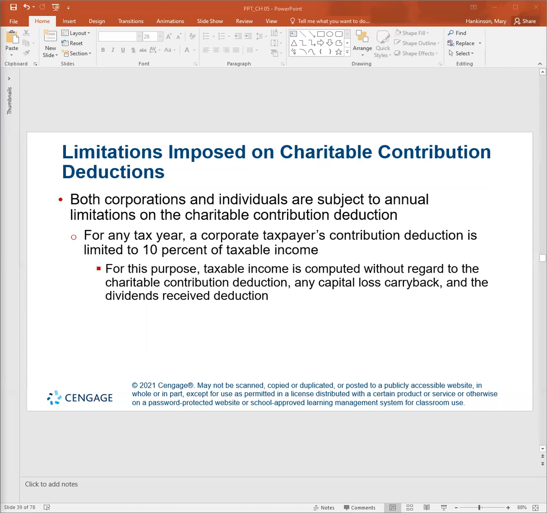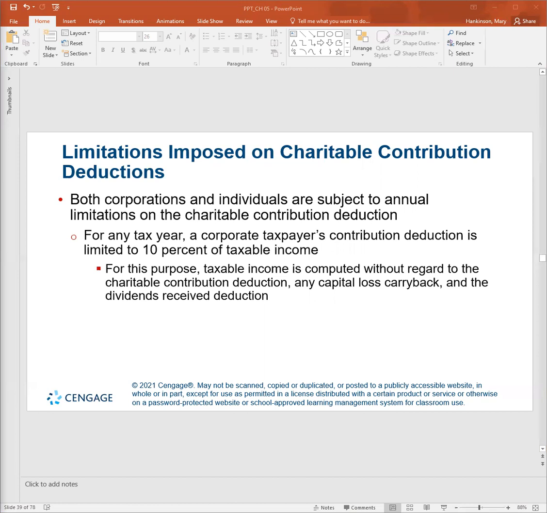For this purpose, taxable income is computed without regard to the charitable contribution deduction, any capital loss carryback, and the dividends received deduction. Any contributions in excess of the 10% limitation may be carried forward to the 5 succeeding tax years.